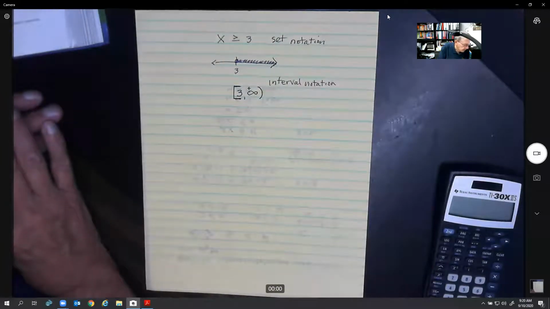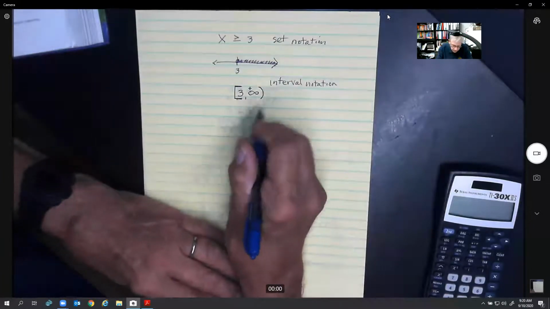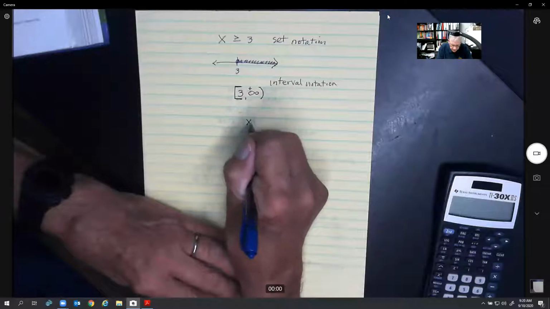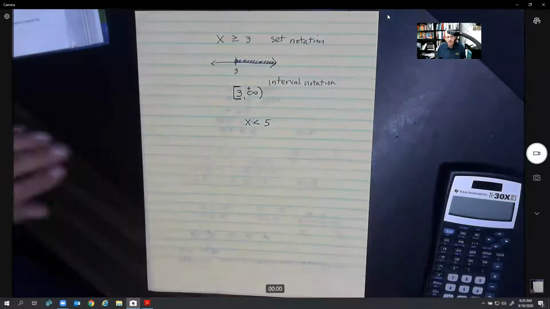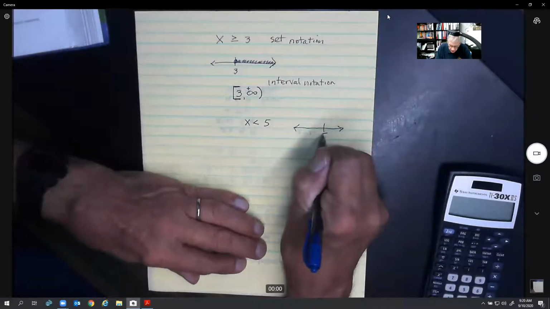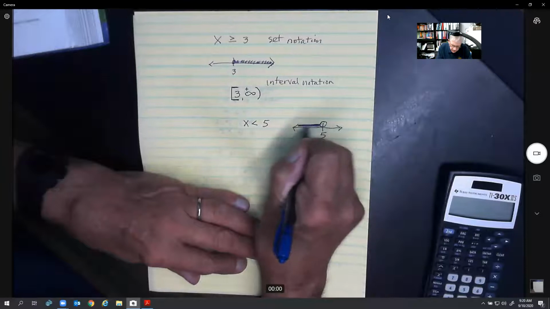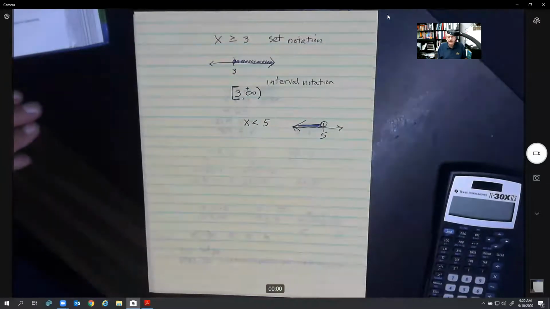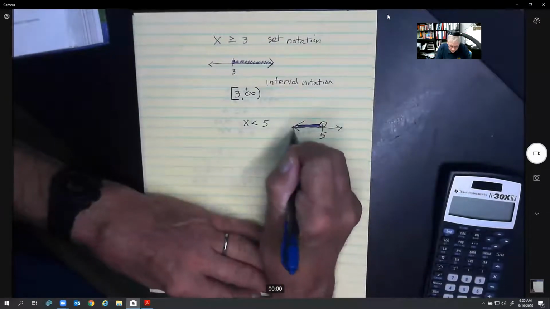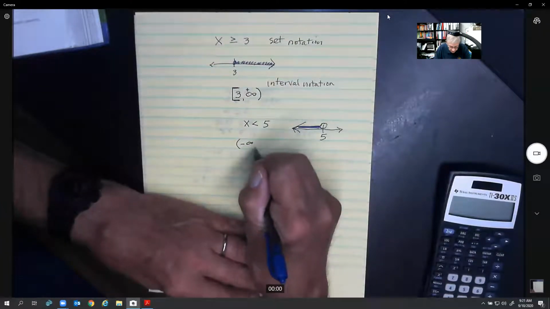So let me try a couple other ones here. Let's suppose we had one like this. x is less than 5. Okay? On a number line, we would be here at 5. We have an open circle, and we're going towards numbers that are smaller than 5. In interval notation, we describe this as, where does it begin? Negative infinity.